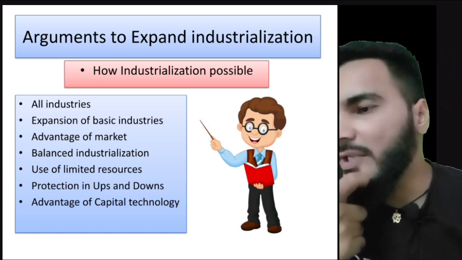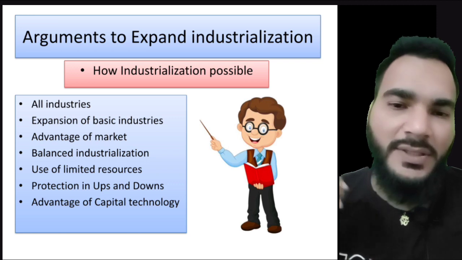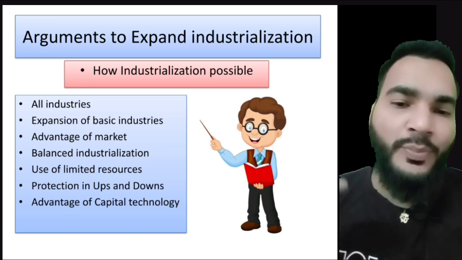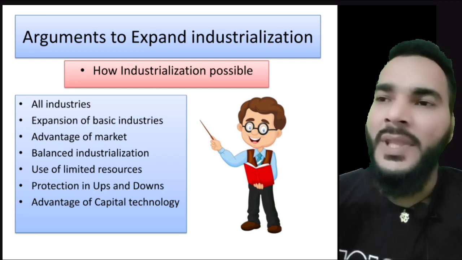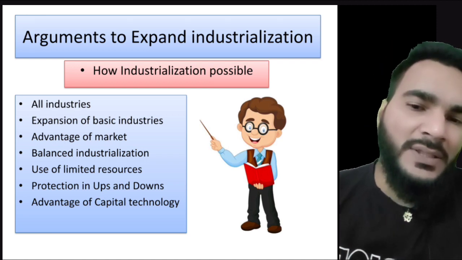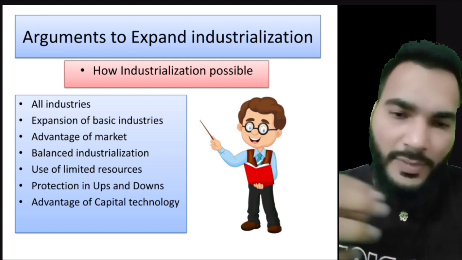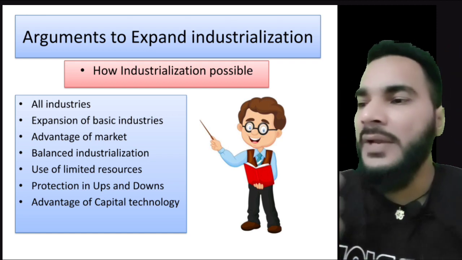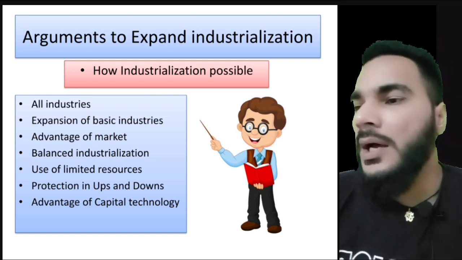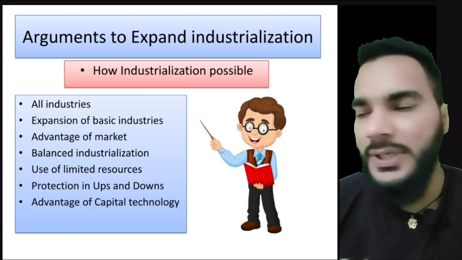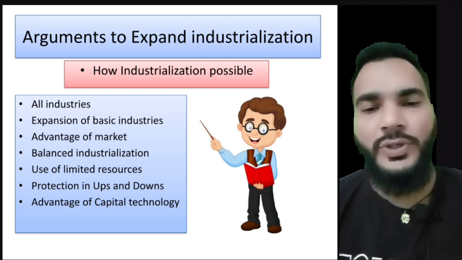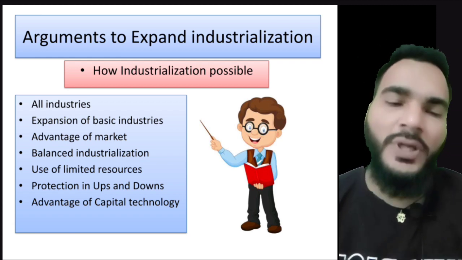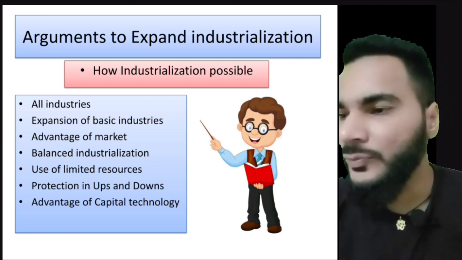Then expansion of basic industries. So basic industries मतलब we are talking about the industries which are small और medium scale industries. तो यहाँ पे क्या होगा, उन कंपनीज को भी चांस मिलेगा कि they can trade in home countries as well, so they would also be able to compete in the market. Then we have advantage of markets, balanced industrialization. As we already discussed, balanced industrialization means we do have different kinds of industries, so each and every industry would get a chance to increase, to grow.